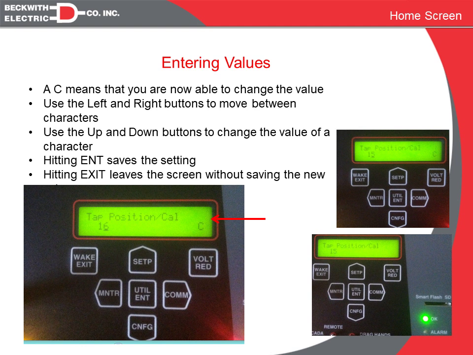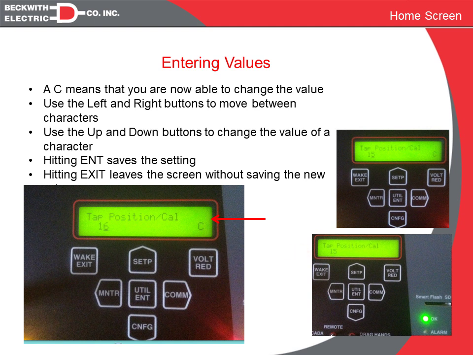Once I'm happy with that value, if I were to hit the enter button, it would accept that value, the flashing C would go away, and now it would show you the new value. So we were on this screen originally with 16. We hit the enter button to get the solid C. We then changed the value to 15. We hit the enter button, the solid C goes away, and now it's showing you the new value for that particular setting. If I were to hit the exit button instead of the enter button, it would leave and come back to the original screen without the C, leaving the setting unchanged.